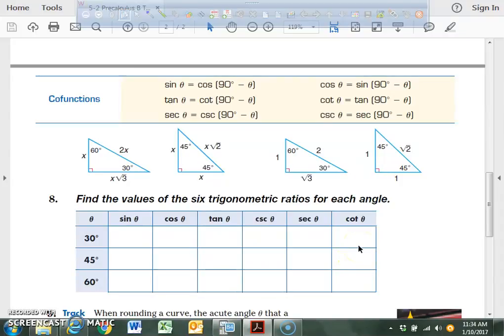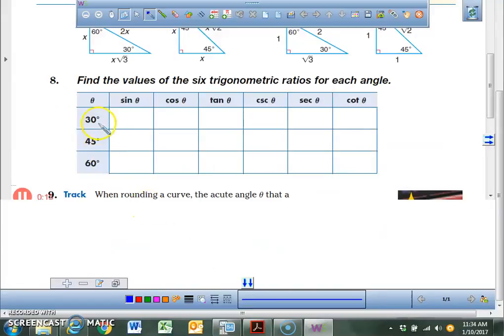Today we're still in chapter 5, section 2, dealing with trigonometric ratios. Right now we're going to learn how to use cofunctions. We have a table right here that we're going to fill, and we're going to start with 30 degrees.